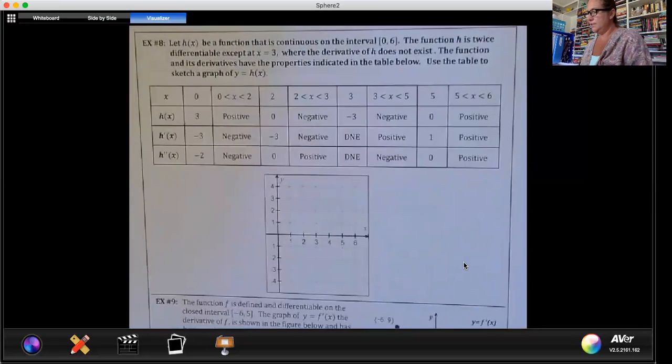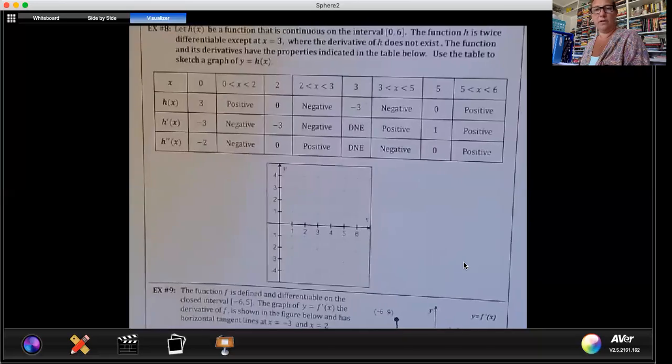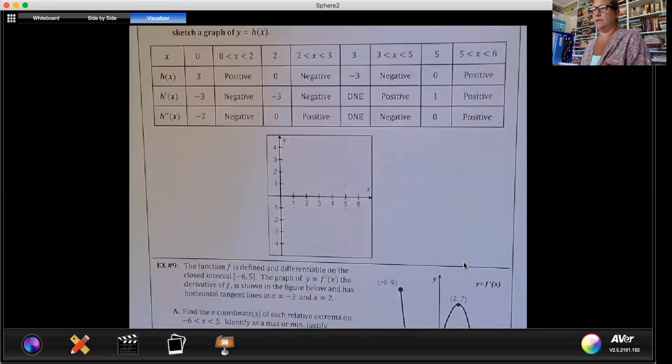All right, let h of x be a function that is continuous on the interval from 0 to 6. The function h is twice differentiable except at x equals 3, where the derivative of h does not exist. The function and its derivative have the properties indicated in the table below, and use the table to sketch the graph. If your function is continuous, but you have a derivative that does not exist, chances are pretty good you're going to have a sharp point or a cusp.